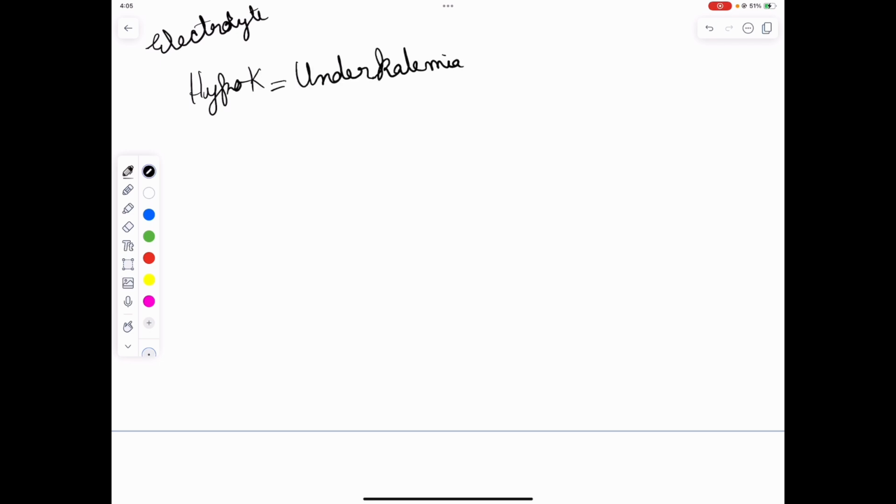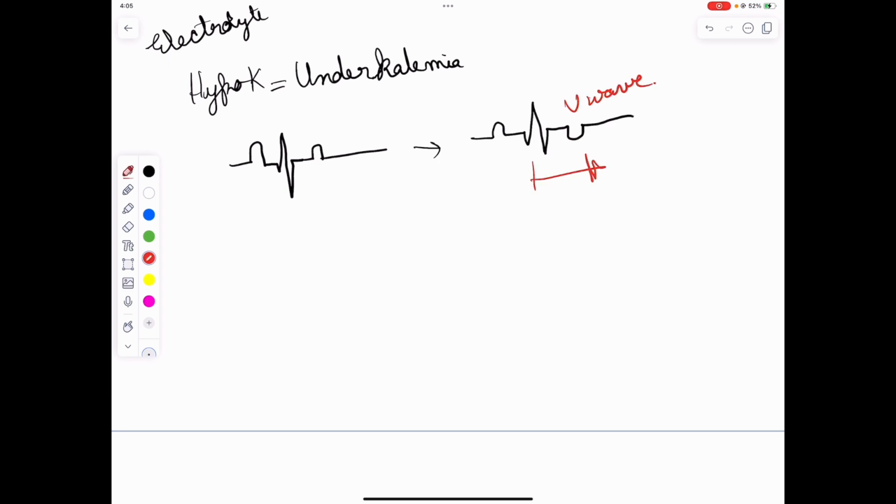We will get U waves. So remember that there will be QT prolongation. This is the P wave. This is again the QRST complex. So what will happen here is that in underkalemia there will be formation of a U wave. Now this is the U wave, and there is some prolongation here also, that is the QT interval.